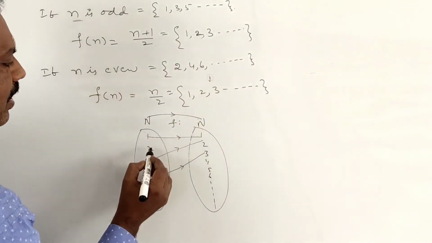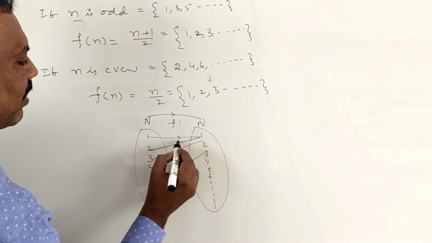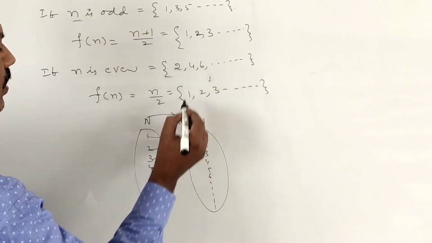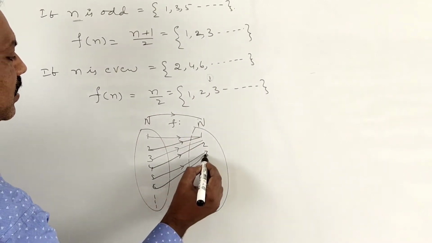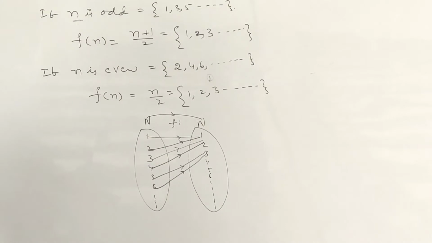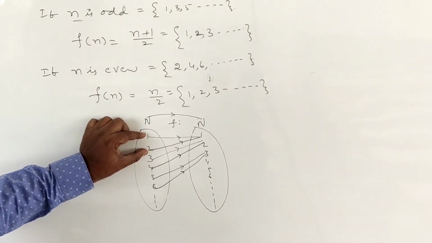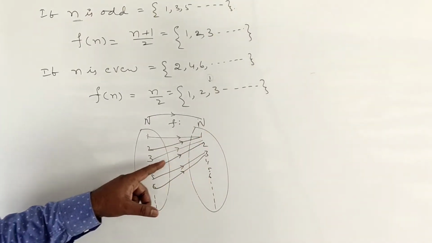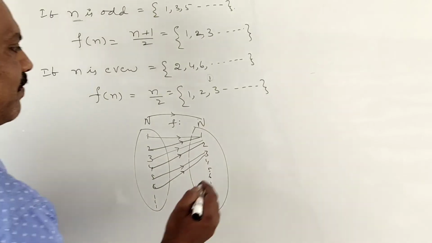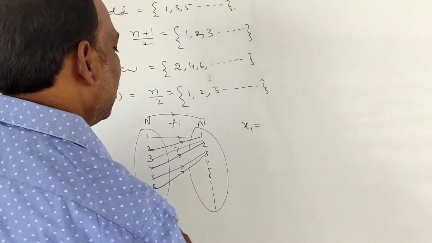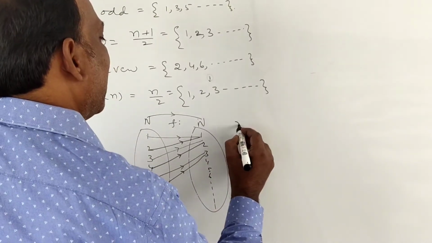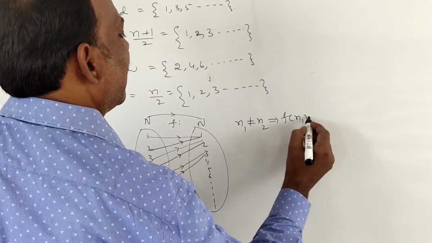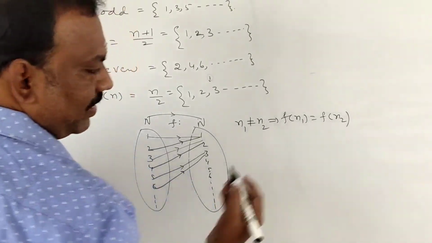In this you can check: these are all inputs. If you give input 2, output is again 1. If you give input 4, output is 2. If you give input 6, output is 3. So what do you notice here? You are giving different inputs, 1 is different, 2 is different, but the output is the same. 3 and 4 are different numbers, getting the same output. So in terms of n1 and n2, n1 is not equal to n2, but f of n1 and f of n2 are equal.